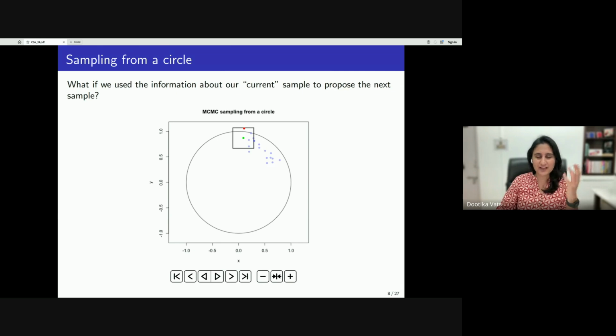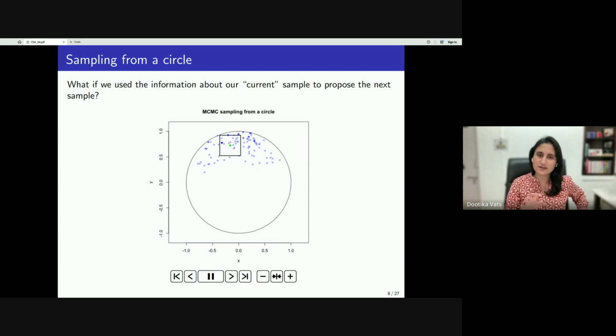Again, this point is outside. I get a new point with the same box, and I keep doing this, right? And I'm just now going to let it run. And what you see is that these are not random samples anywhere. These are all close to each other and currently only exploring one part of this space, right?